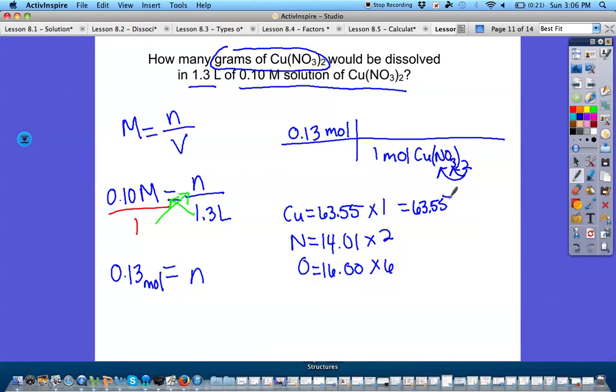So 14.01 times 2 is going to give you 28.02. 16 times 6 is going to give you 96. Add these together and you should get a molar mass of 187.57 grams per mole.